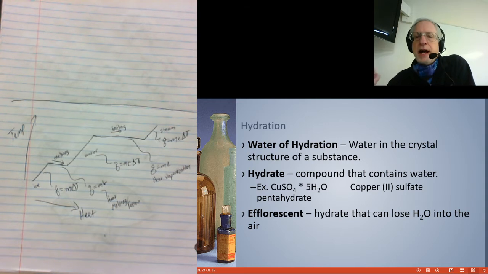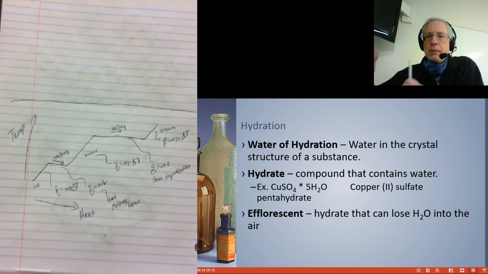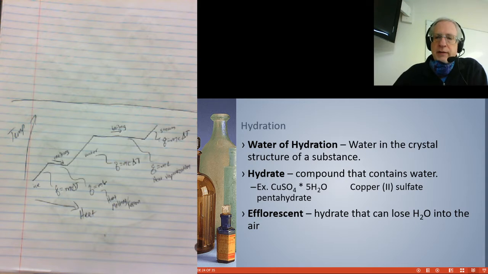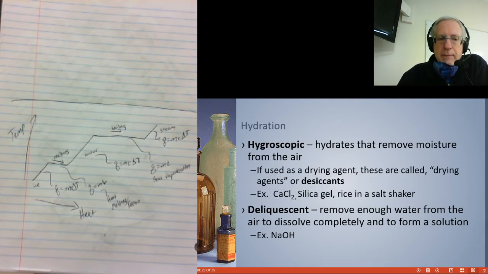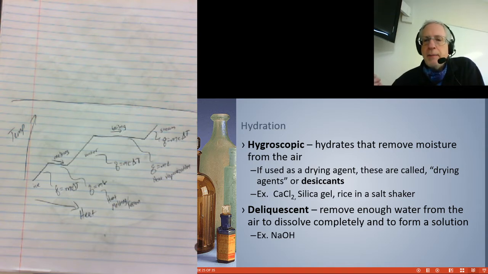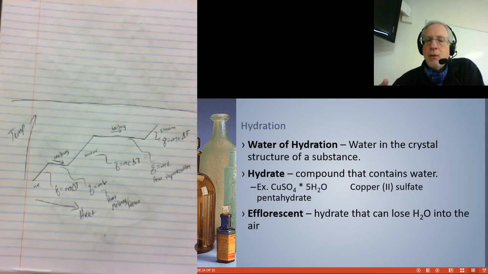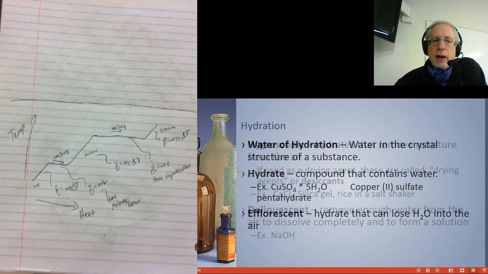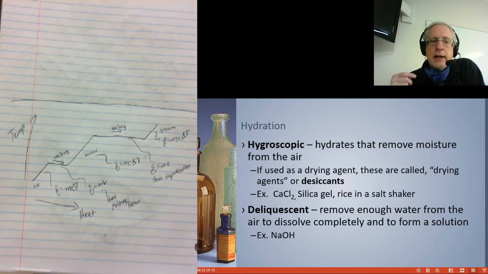The way I remember that is I know the word effervescent means bubbly, giving something off. So efflorescent is giving off, but in this case, water. Hygroscopic means that you take water out of the air. So if I take copper(II) sulfate and I burn that water off, and the water is now gone, it will reabsorb that water. So copper(II) sulfate is hygroscopic until it has 5 waters of hydration, and then it no longer takes water out of the air.